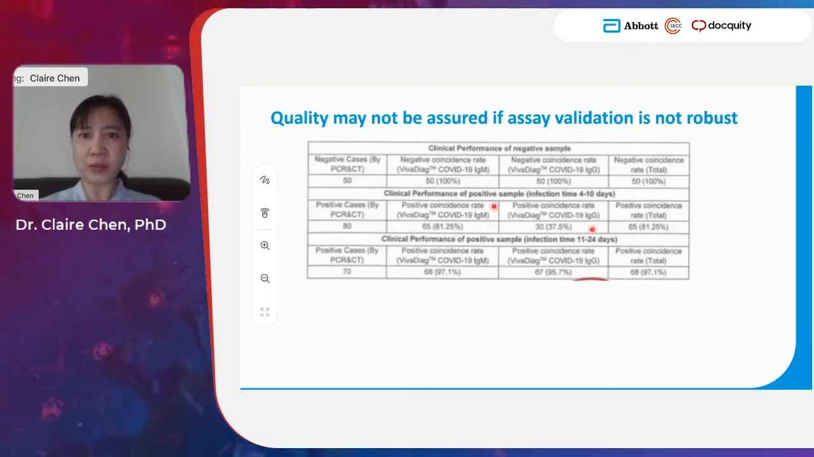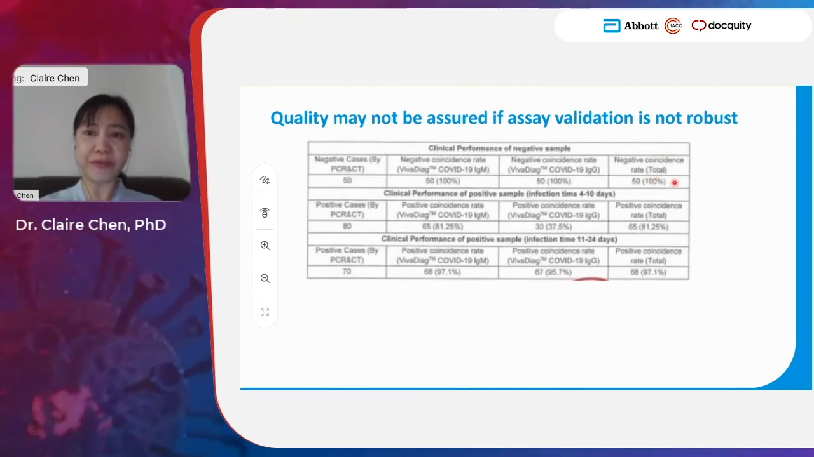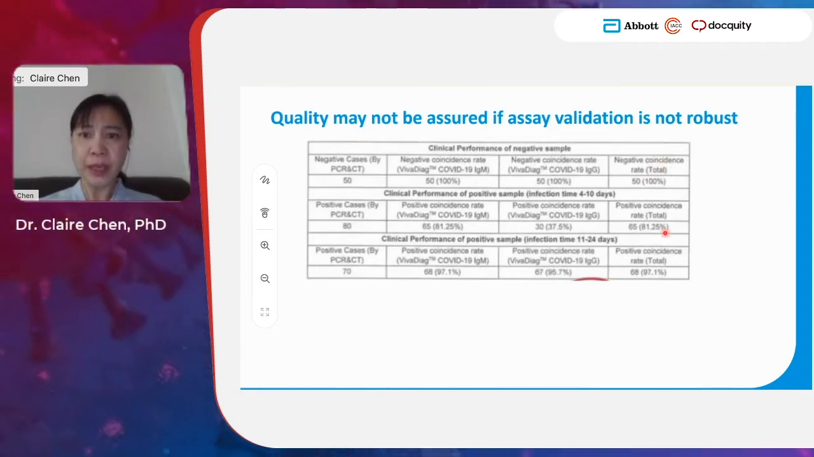I just take this performance sheet from a rapid test as an example. At one glance, when you see this performance sheet, this assay shows a very, very good specificity, 100% specificity when they test the negative samples, right? And the assay also has a good sensitivity, 97.1% when they test the confirmed samples.